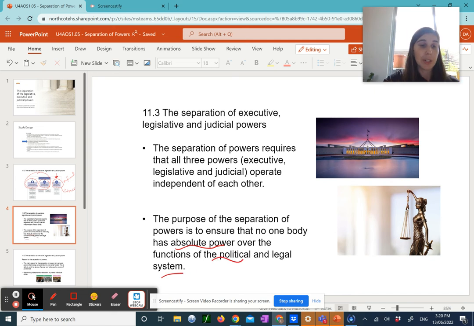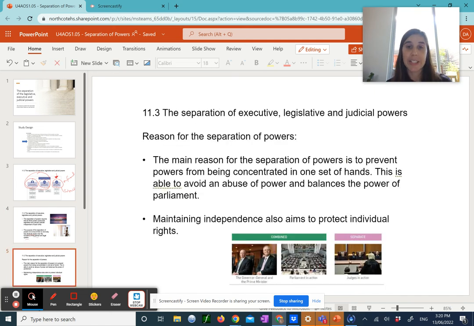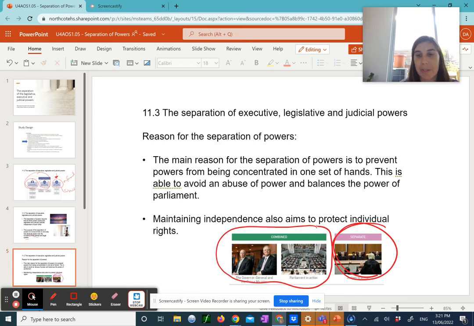Okay, so again, the idea is to prevent too much concentration in the hands of one person and to avoid abuse of power and balances in Parliament. Okay, so it's about maintaining independence in order to protect our individual rights as persons. So you can see that the High Court is very much separate from us, but you can see that our Parliament and the executive are more combined.